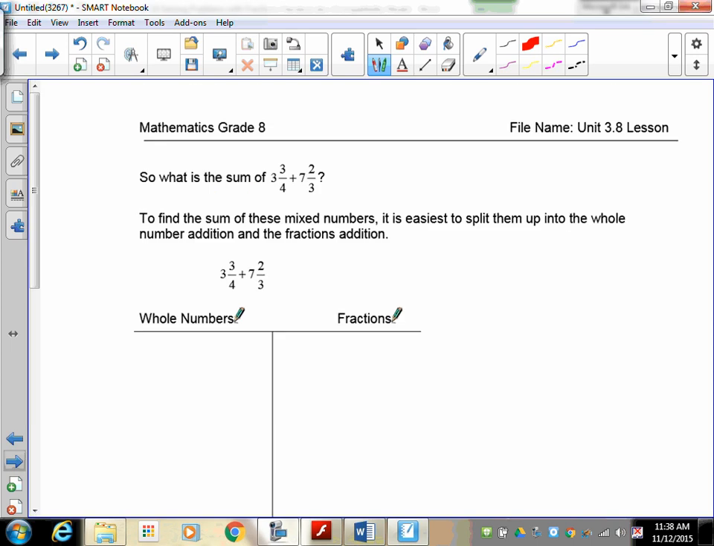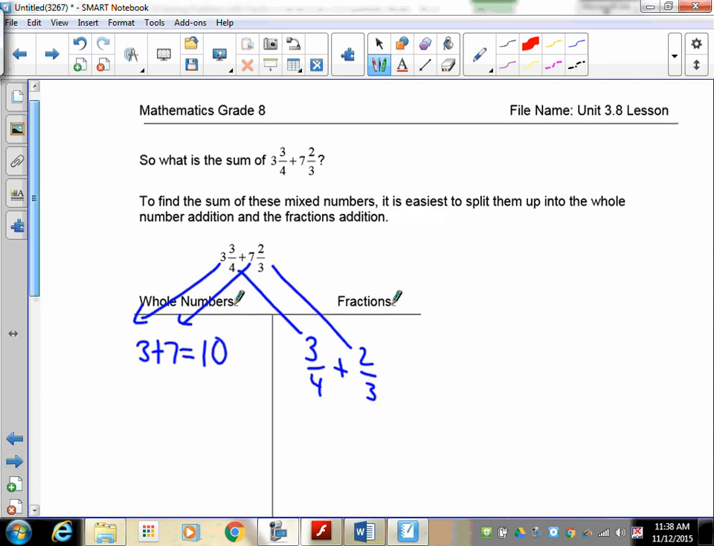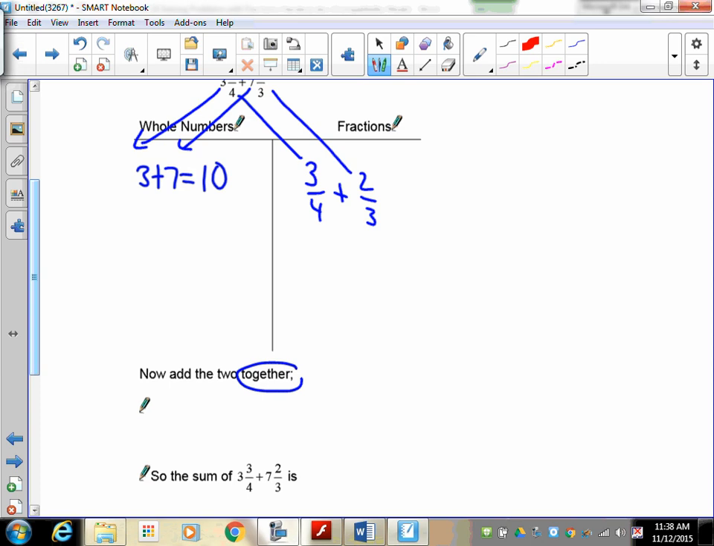To add mixed numbers, it's easier if we split them up. Take the whole numbers over here and add them separately. Take the two fractions over here and add them separately. And then at the very bottom, we're going to put them back together. So 3 plus 7 equals 10. That's pretty straightforward. Again, over here, the denominator is 4 times 3, which is 12. And this is 3 times 3, which is 9. And the second one is 2 times 4, which is 8. So we have 9 plus 8 over 12, which is 17 over 12.